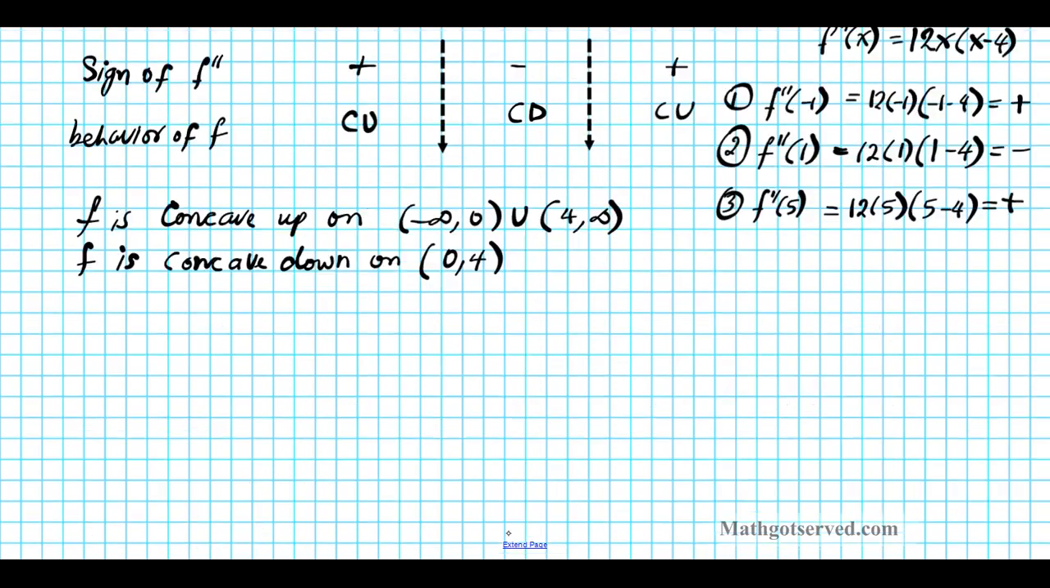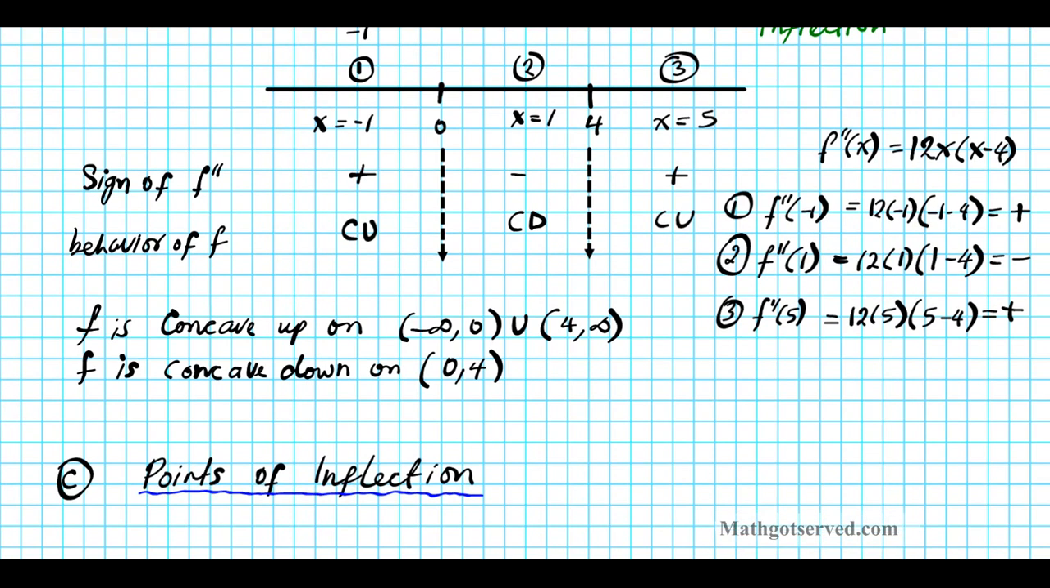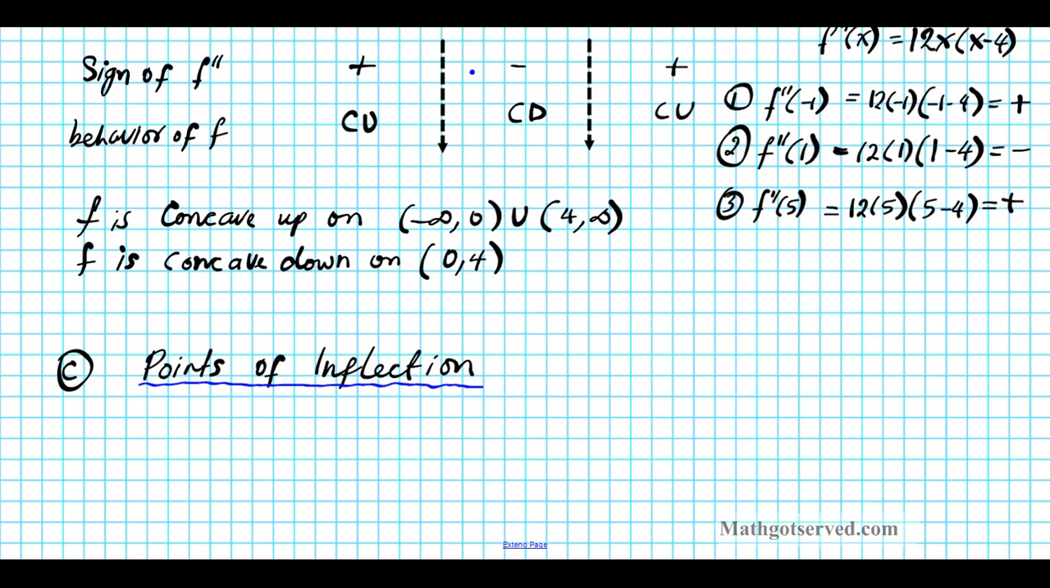And then the last part, C, we want to find the points of inflection. If the second derivative changes signs at a point, that point is a point of inflection. So what you notice here is that the second derivative changes sign at 0 and 4. So those are our points of inflection. Now let's write it in order. X equals 0 and 4 are points of inflection.